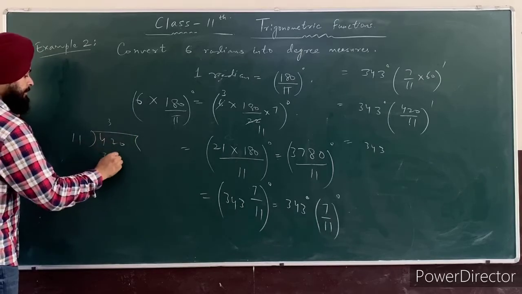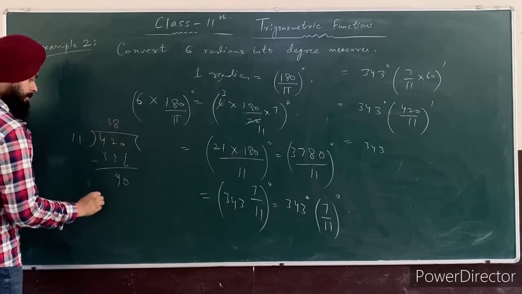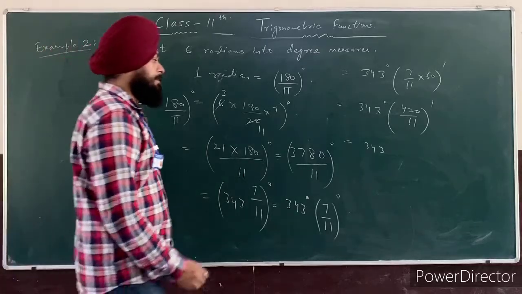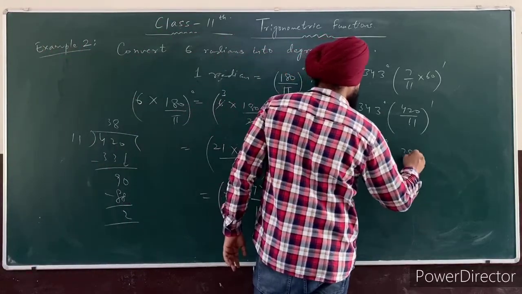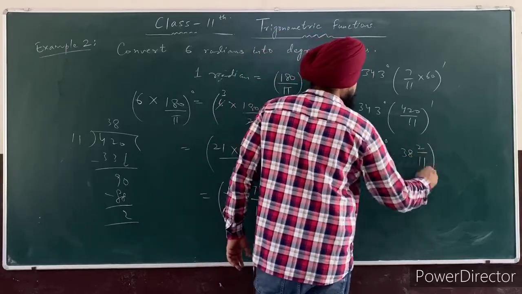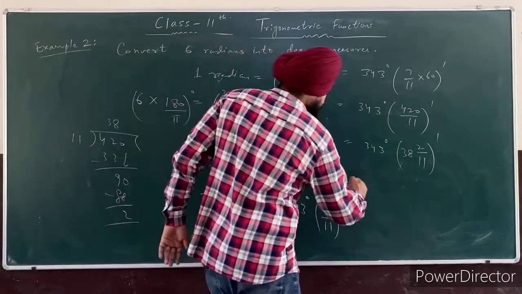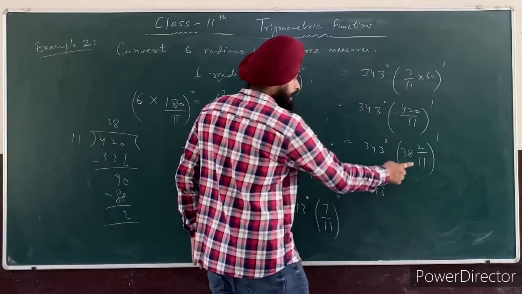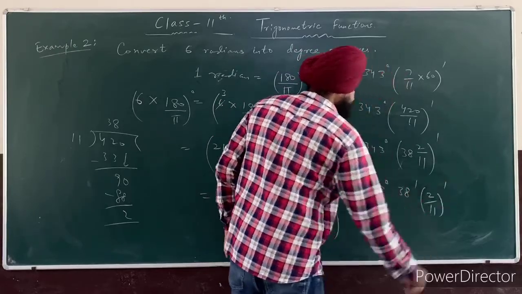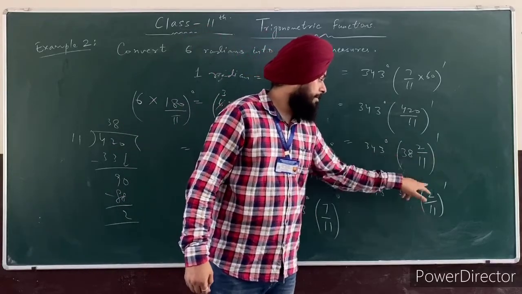11 threes are 33. 42 minus 33 is 9. Bring down 0, 90. 11 eights are 88. So what is the quotient? 38. Remainder 2 and divisor 11. Clear, students? So next, 343 degree. You can write this term as 38 minutes and 2 by 11 minutes. ठीक है, तो फिर से separate कर लोगे, 38 minutes and 2 by 11 minutes.